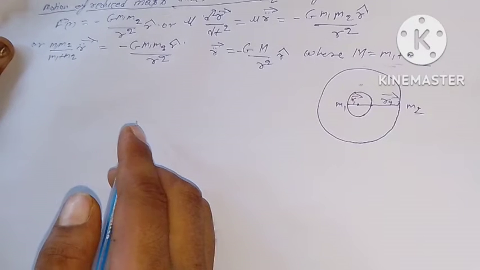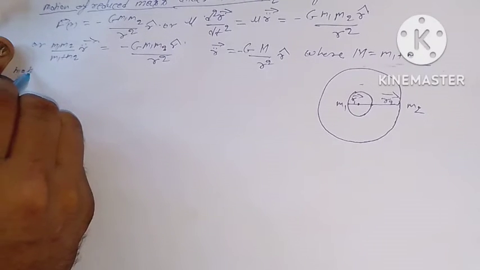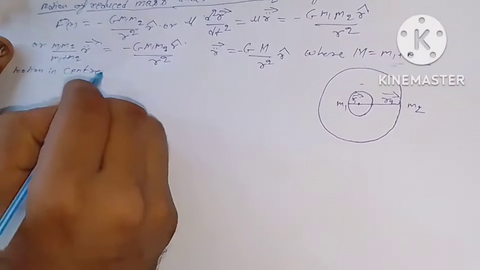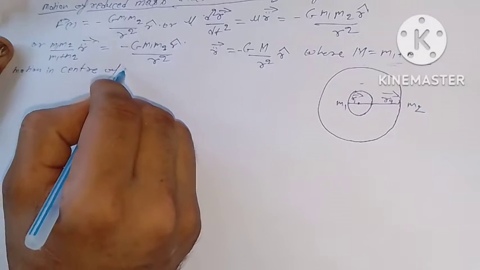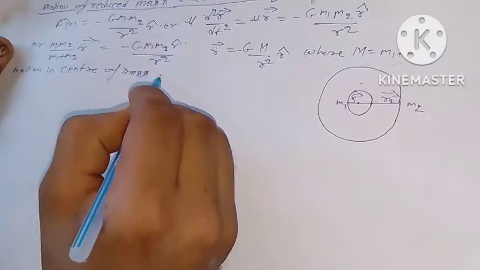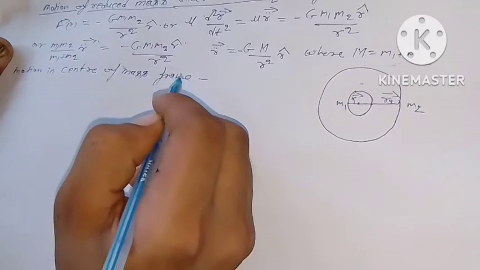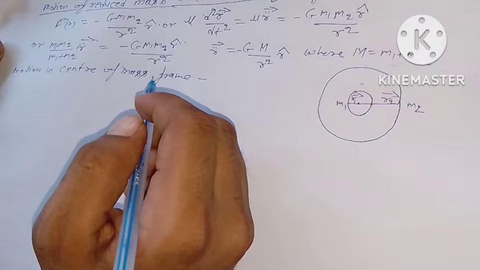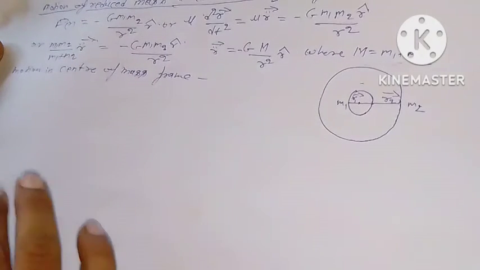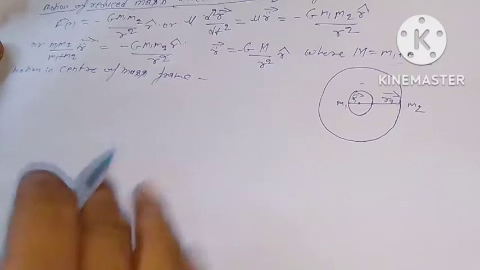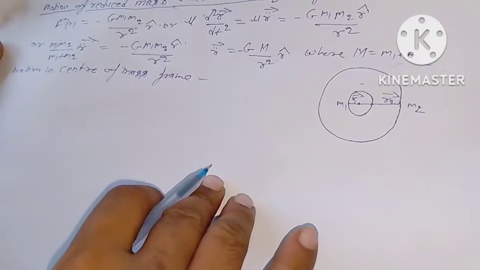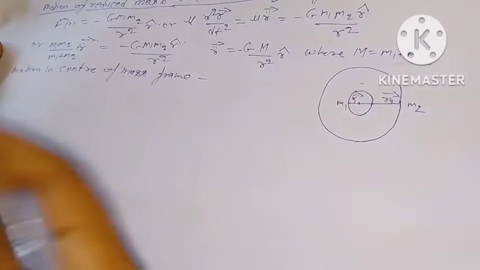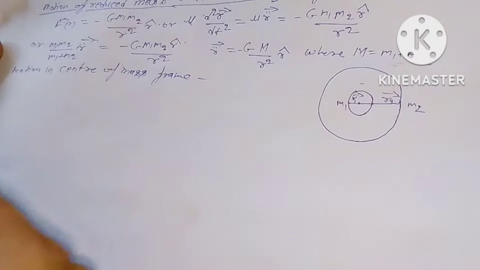Motion in the center of mass frame. Okay, in the absence of any external force acting on the system, its total linear momentum is conserved. Hence the velocity of center of mass remains constant in an inertial frame. However, in the center of mass frame, the velocity of center of mass is 0.